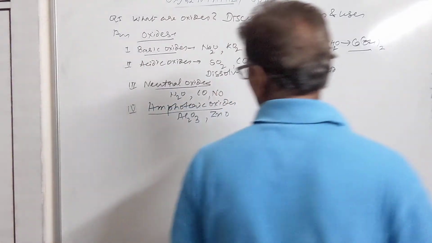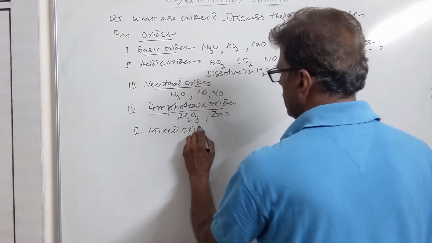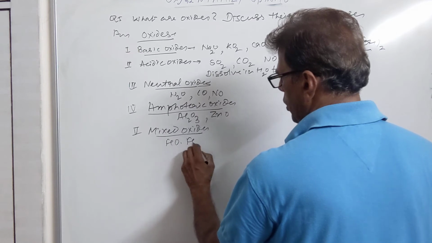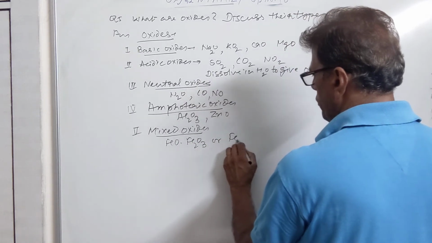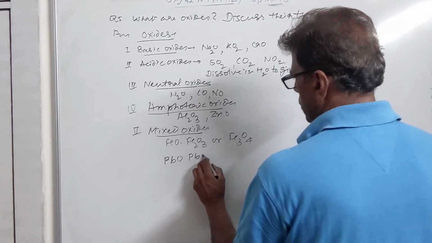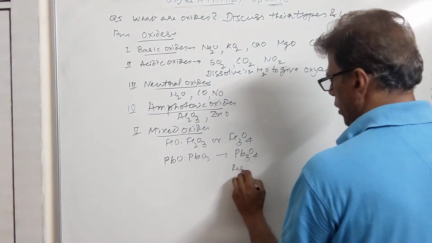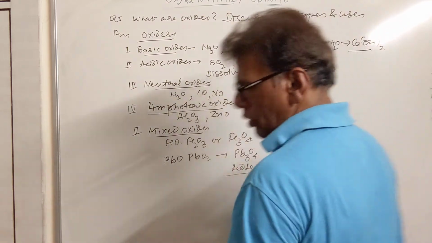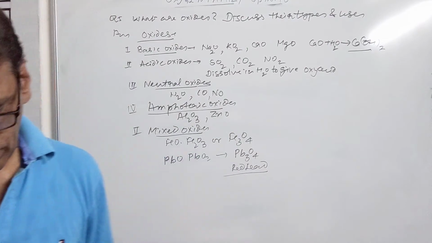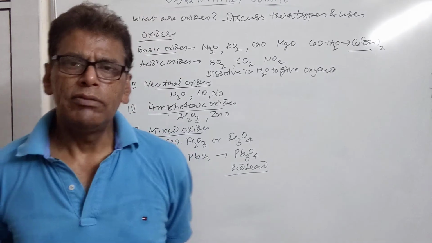Then we have some mixed oxides. Mixed oxides are the oxides of the same metal which are having two types of oxide. For example, FeO and Fe2O3 combine to give you Fe3O4. Similarly, PbO plus PbO2 can give you Pb3O4. This is red lead, also known as Sindhur. So Pb3O4.